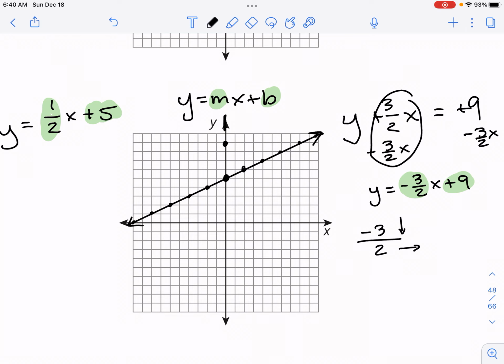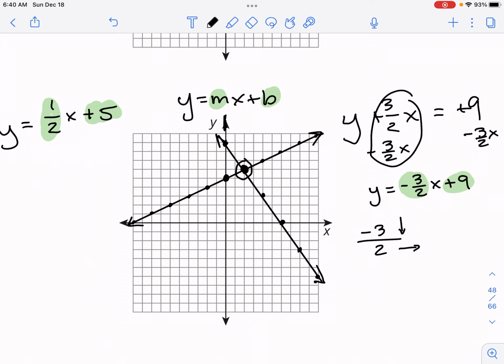Down 3, right 2. It's this point also coincidentally. But let's continue the pattern here. Down 3, right 2. And looks like that's just about it. Let's go and connect these points. And we can clearly see here where they intersect. It is that point that I kind of bolded here.